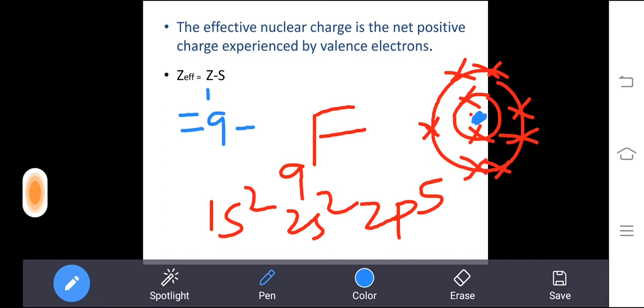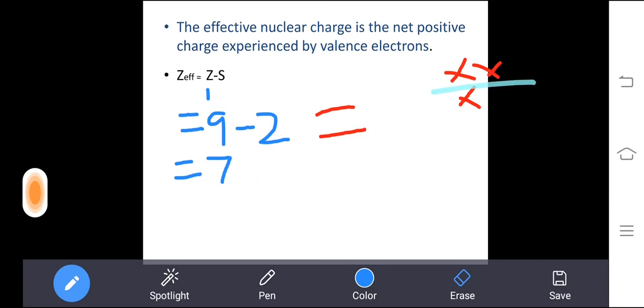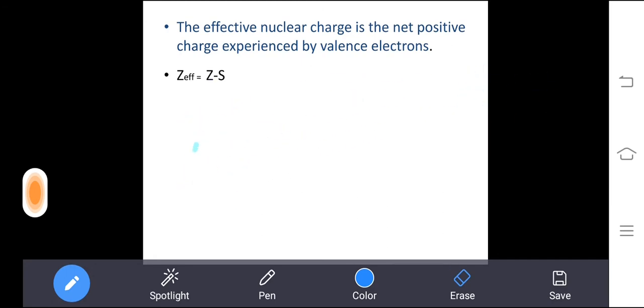Don't take the outermost electron. In the inner shell, you only want to take those into account. So 2 electrons are shielding. So 9 minus 2. How much will it be? 7. So the effective nuclear charge for fluorine will be 7. Like this, we can calculate for all the elements also. This is one example.